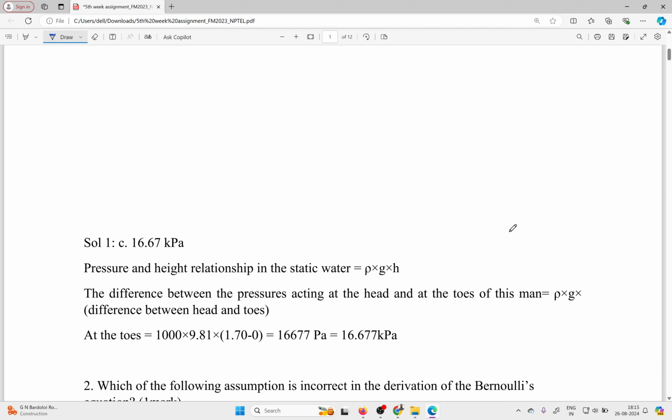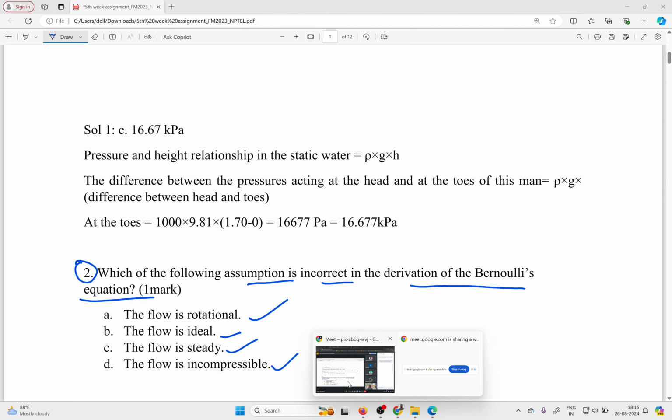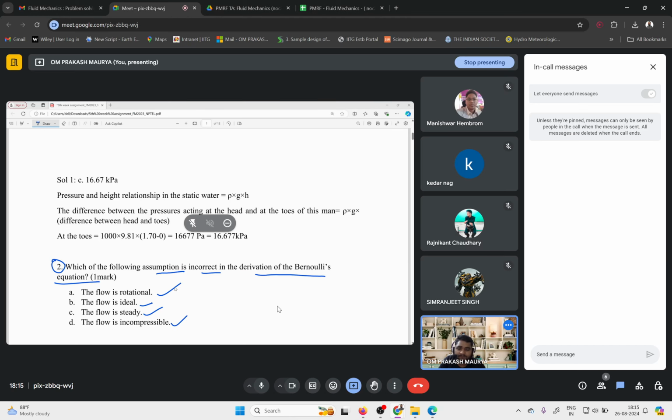Now we'll move ahead to question number 2. Which of the following assumptions is incorrect in the derivation of Bernoulli's equation? Flow is rotational, flow is ideal, flow is steady, and flow is incompressible. So I need an answer from your side for this question, because this is a very easy question. Please try to give your answer in the chat box.